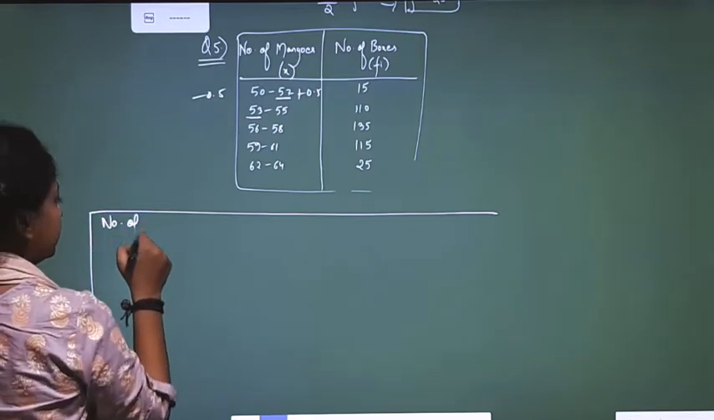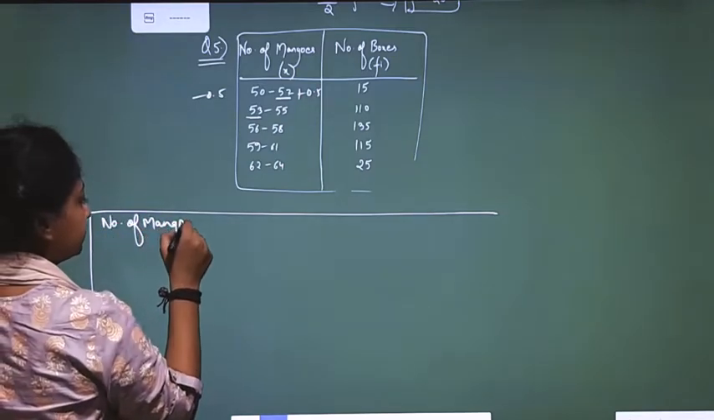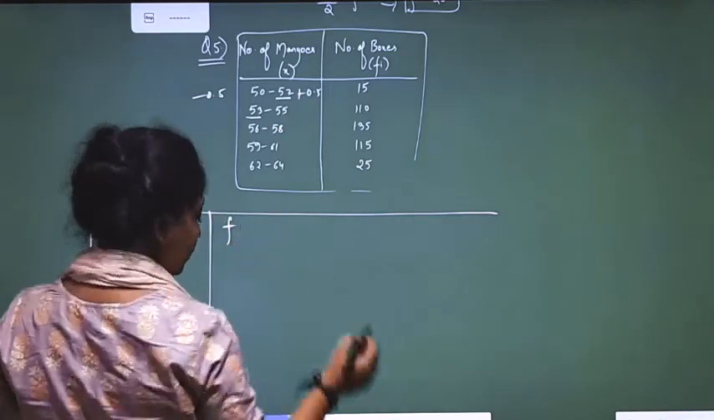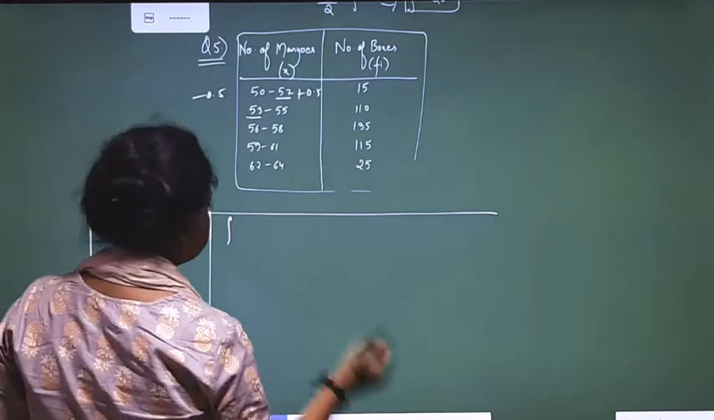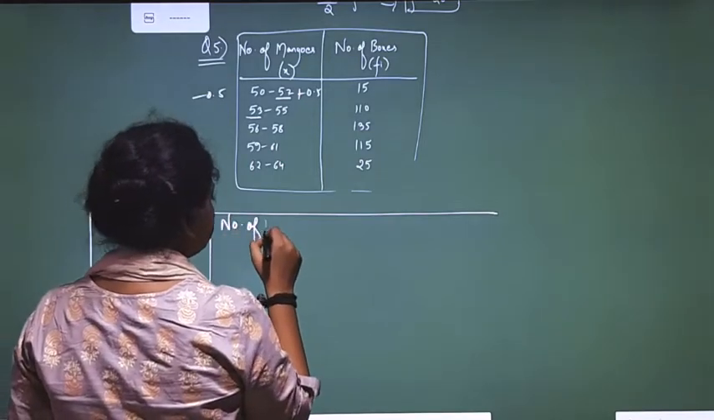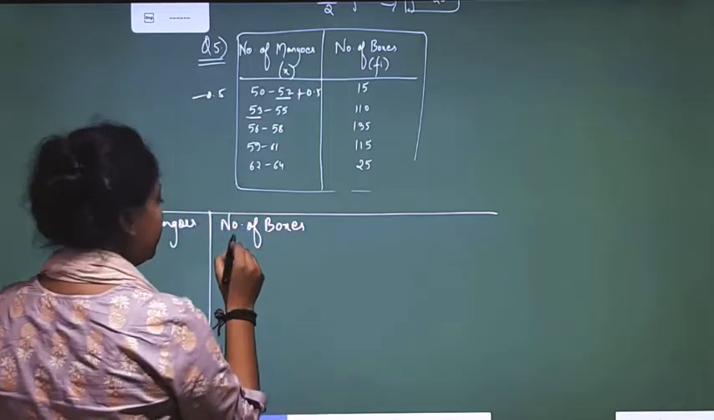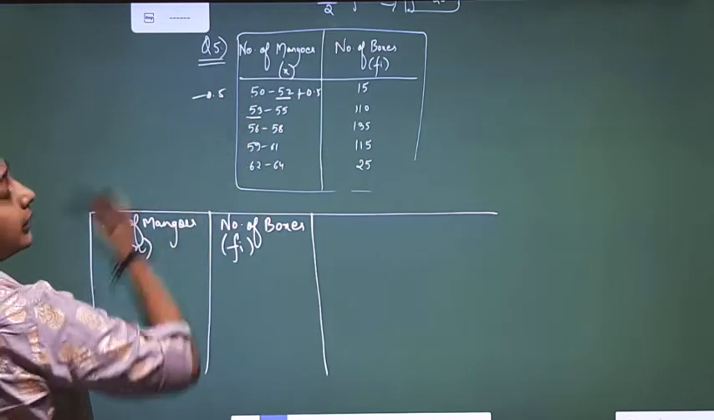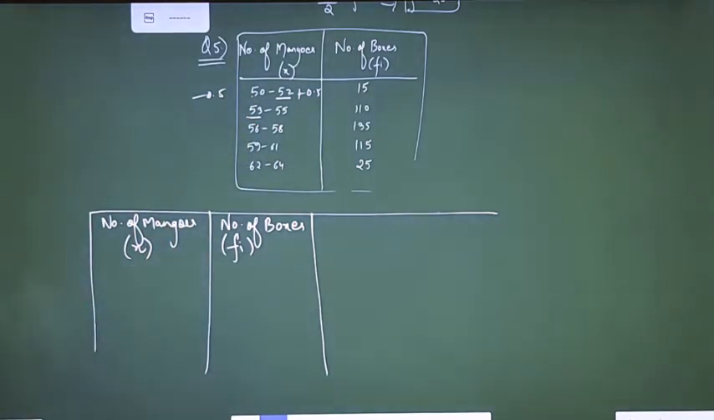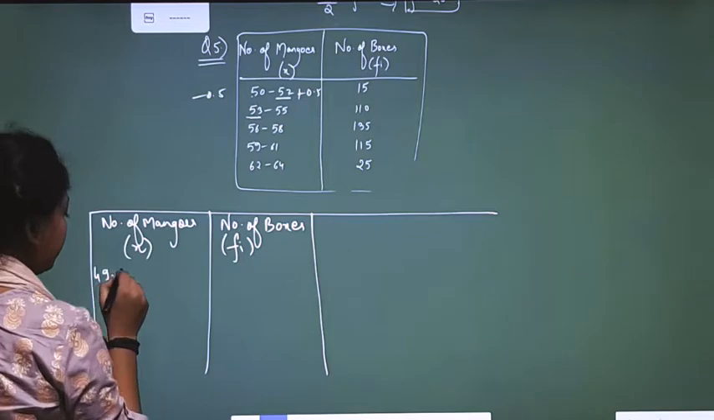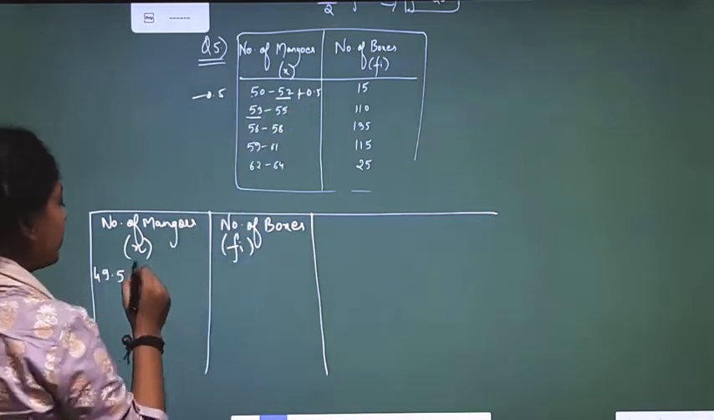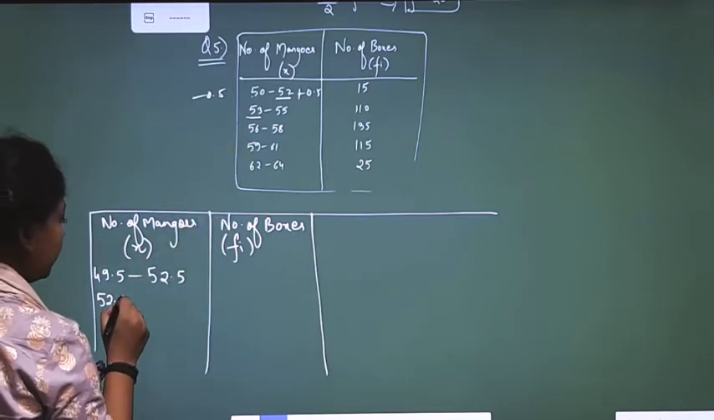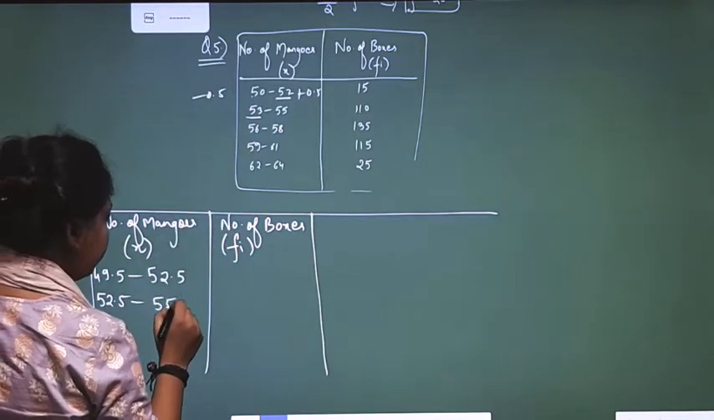Number of mangoes, this will be x, then we have frequency or number of boxes, this value will be fi. In the lower limit we will be subtracting 0.5. So this becomes 49.5 and in the upper limit we are adding 0.5. So this becomes 52.5. Similarly here it becomes 52.5 to 55.5.